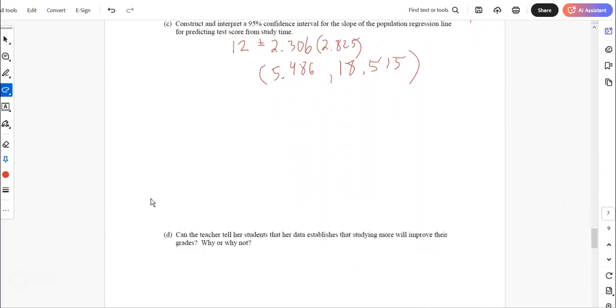And finally, can the teacher tell students that her data establishes that studying more will improve their grades? So how are these folks? It was a random sample. Because it was a random sample, but it was just an observational study, right? So we could generalize, but the problem is it's not an experiment. Can we prove causation? We can't prove causation.